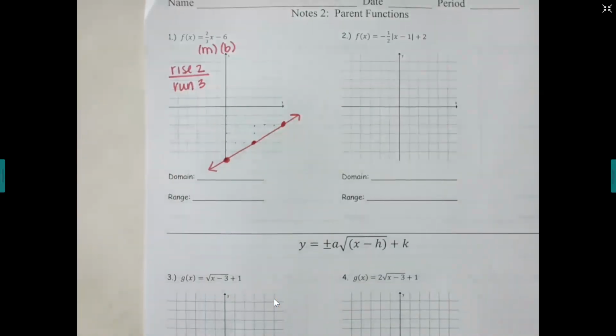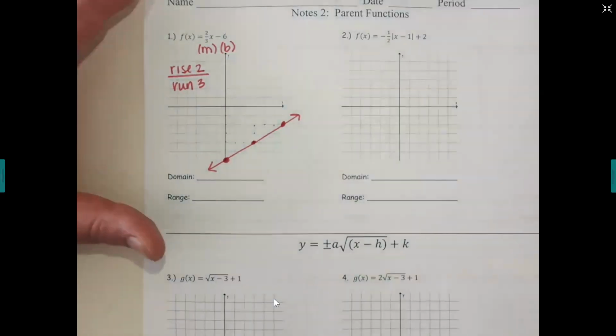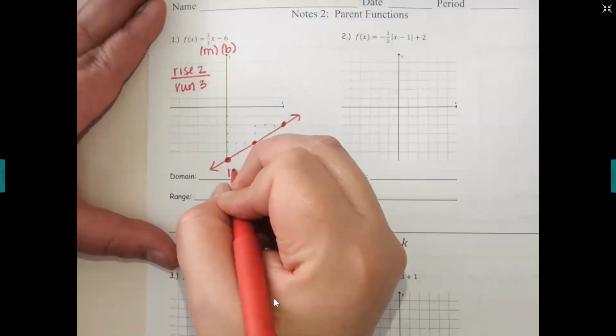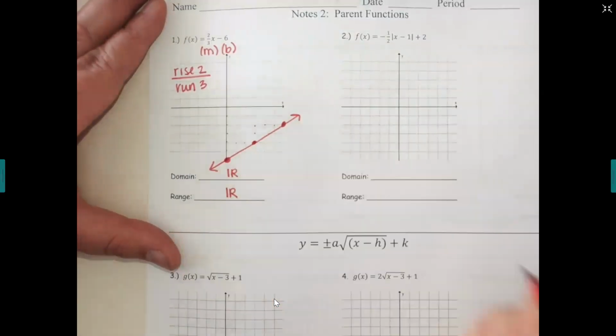Now, even though my line is in a different spot, think about your domain and your range. Is one side of the line still going to the left and one side going to the right? What about one side going down and one side going up? So what is your domain and range for this line? Still all real numbers. Okay.